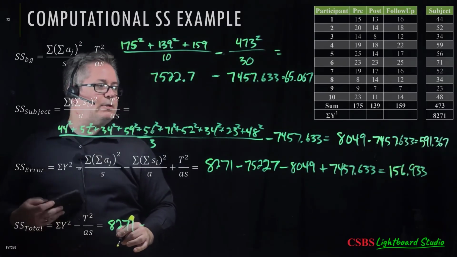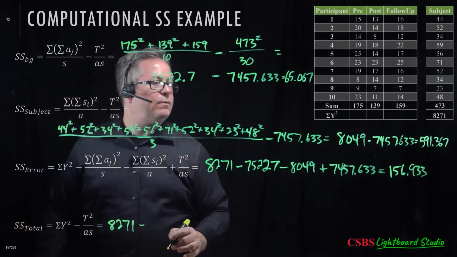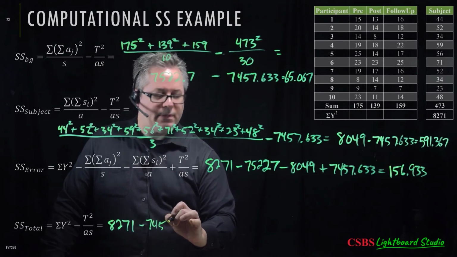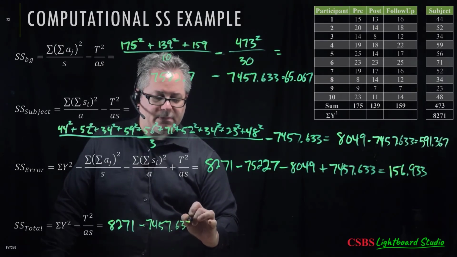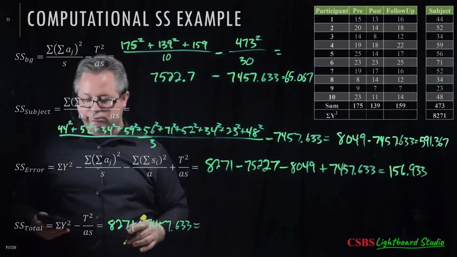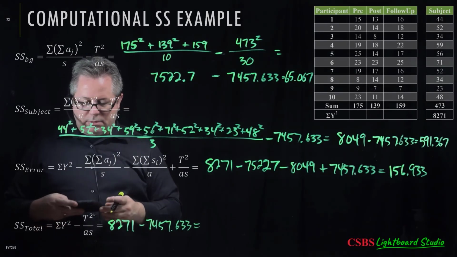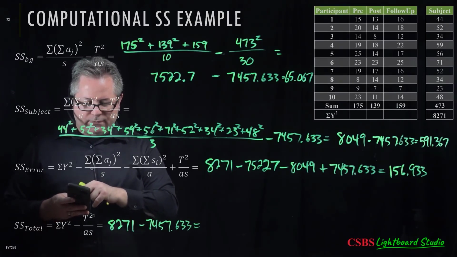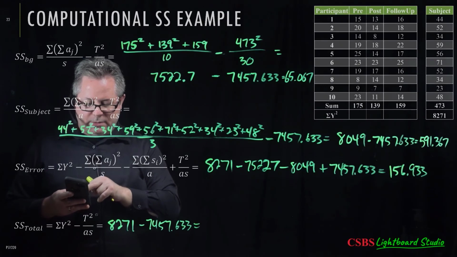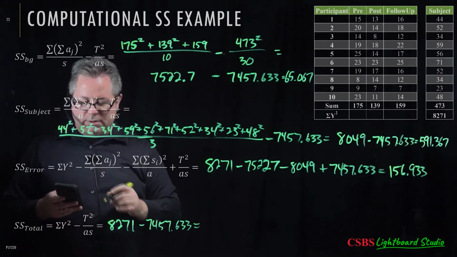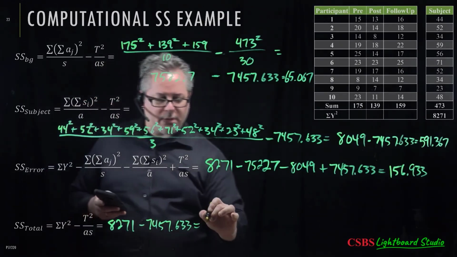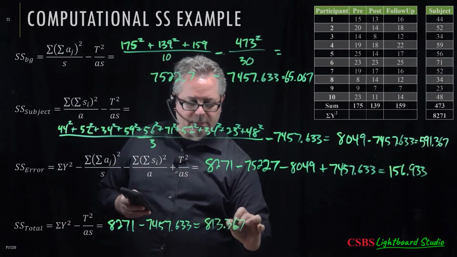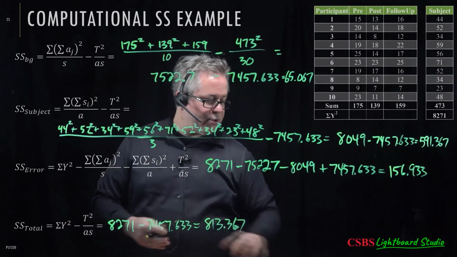minus our T squared over AS, which is 7457.633 equals. Let's see, 8271 minus 7457.633 equals 813.367. Let's see, does that all match?